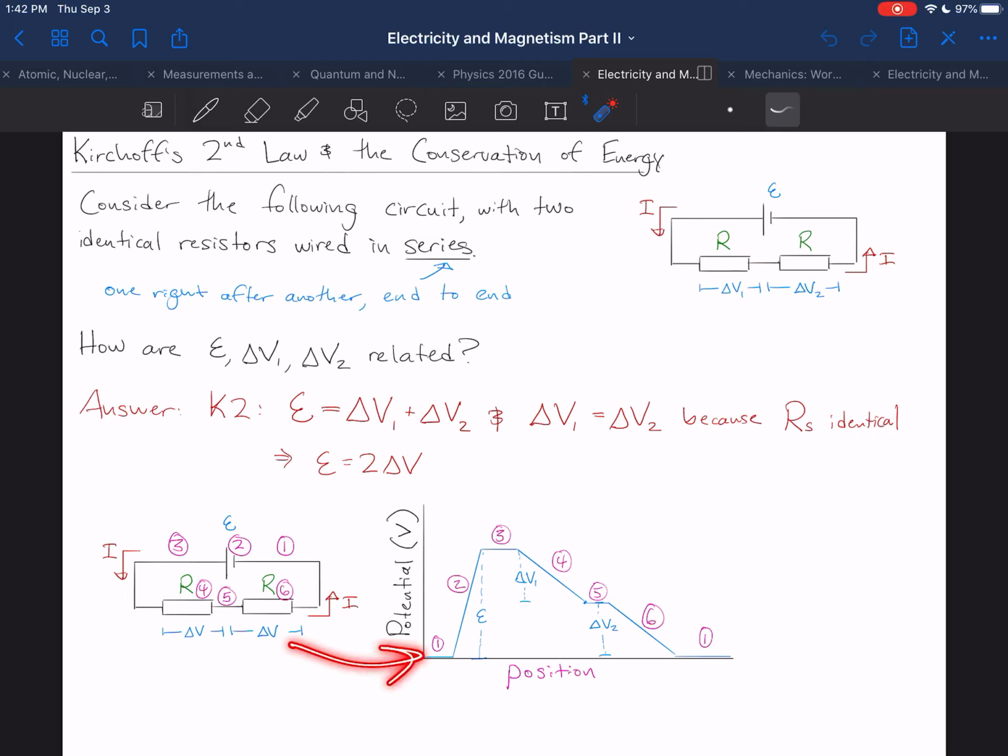We can represent that graphically right here, just as we would before, by sort of going around the circuit. The potential at 1 can be set to 0. You gain a certain amount in EMF, and then you lose half that potential difference across the first resistor and half that potential difference across the second resistor.